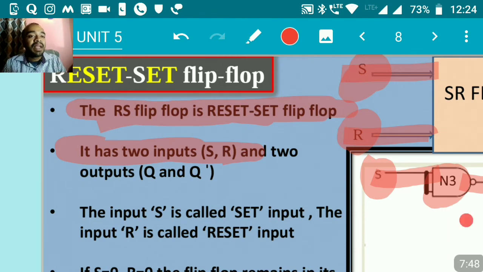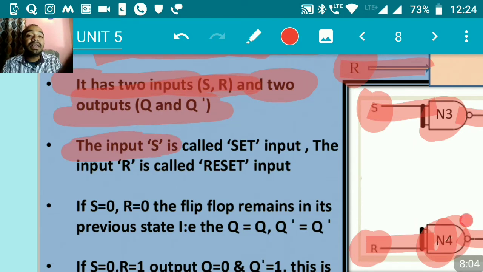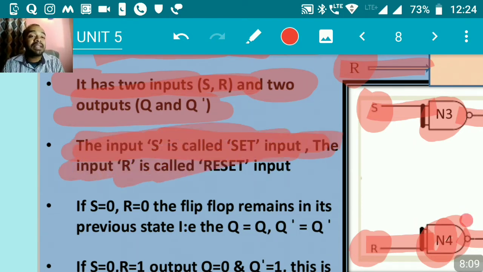Reset. It is having 2 inputs, S and R, and it is having 2 outputs, that is Q and Q bar. This is the second point. Then we have the input S called the set input, and the input R called the reset input. These 3 are the points that you can easily write by using the diagram. By just looking at the logic diagram, you can write these 3 points easily.